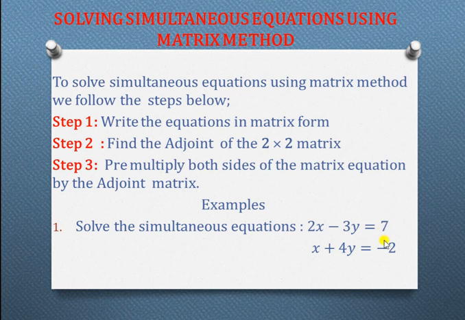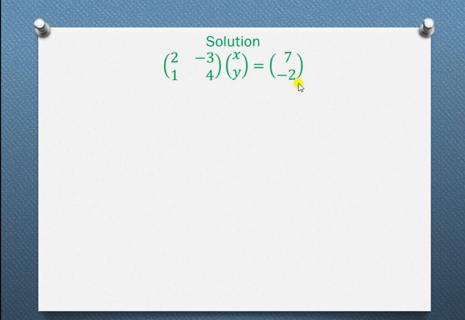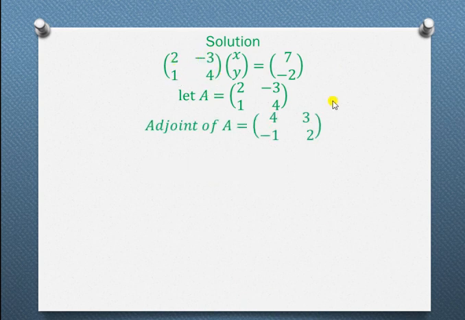Then the 7, negative 2 is simply what we had on our right hand side here. So we had 7 and negative 2. So you also form a 2 by 1 matrix on the right hand side with the 7 and the negative 2, as you can see here. Let's look at the next step. Simply let any letter of your choice. For me, I chose to use A to be this matrix that you formed from the coefficients of the variables. Next step to that, find its adjoint.